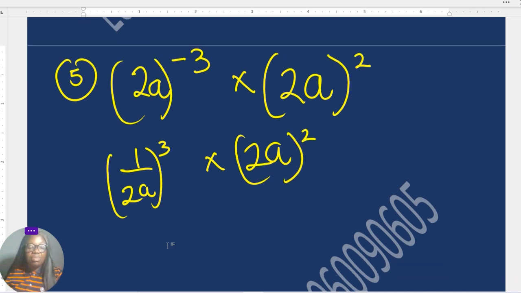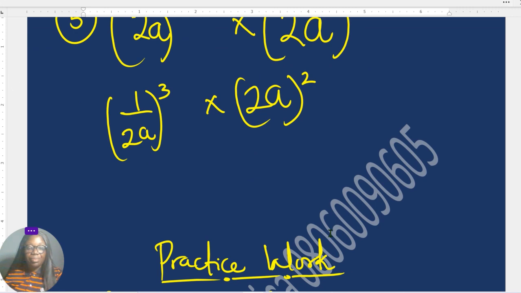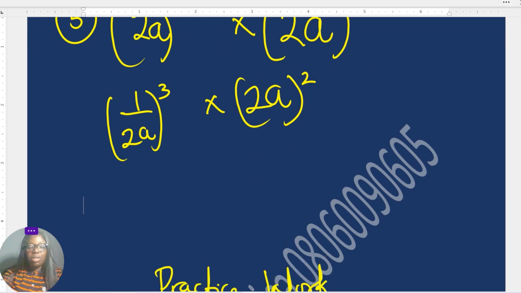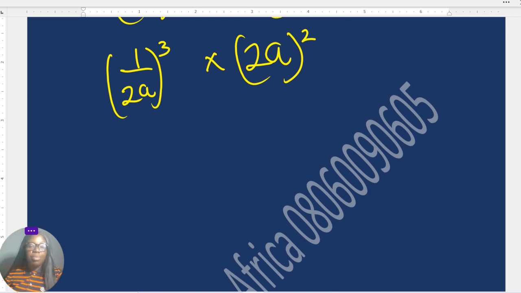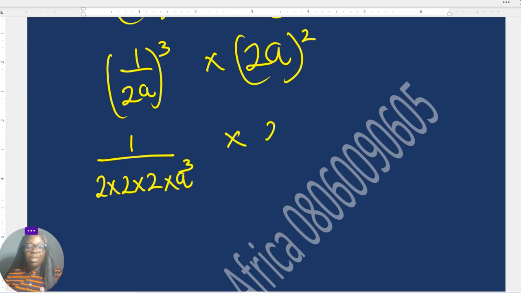Now you continue simplifying this. It's really going to take us somewhere. So 1 raised to power 3 will give us 1 over 2a raised to power 3. That's 2 times 2 times 2 times a raised to power 3, times 2 raised to power 2, which means 2 times 2. Then a will also be raised to power 2. So let's reduce to the lowest terms. 2 cancels 2. 2 cancels 2 right here.